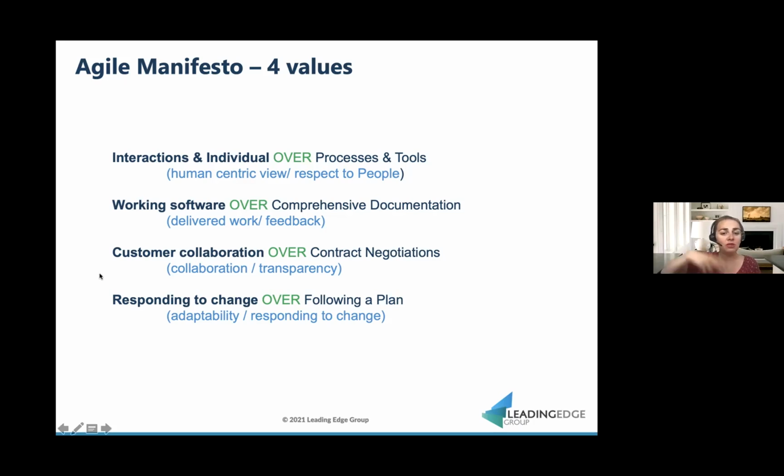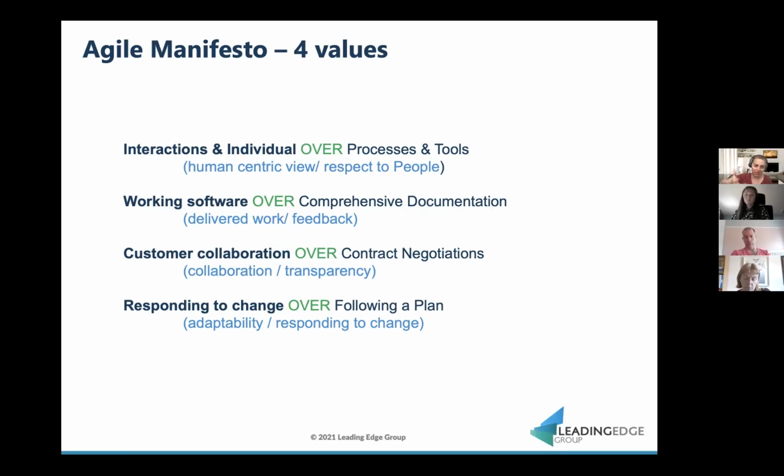Collaboration and transparency would be the next value. So customer collaboration over contract negotiations. Of course we have contracts because we have to protect ourselves legally, but there is flexibility in it. So we can negotiate with customers to keep the customer happy. So then we are open-minded, and if the customer wants to change or pivot, we are open-minded for it.